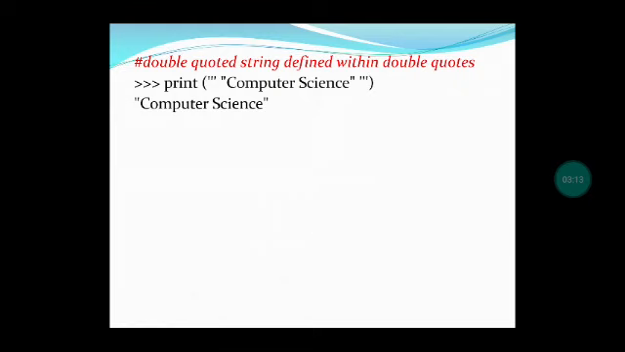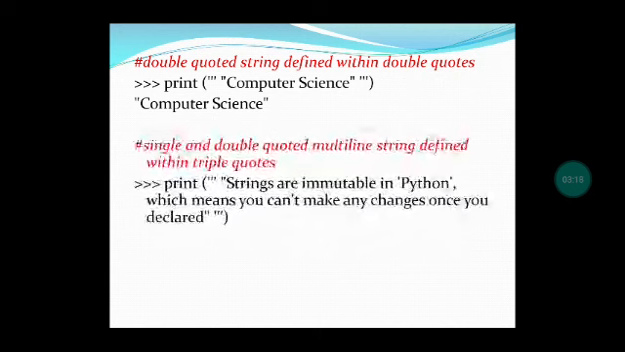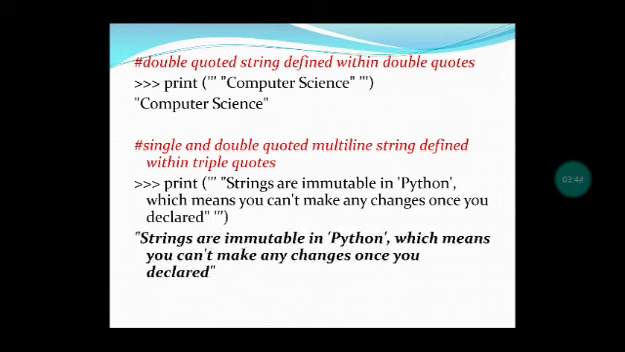Next example, it is a multi-line string. As I already said, if you are using multiple lines we can use triple quotes, and inside the triple quotes we have used single quotes. Look at that. Strings are immutable in Python. The 'Python' is in single quotes, which means you can't make any changes once you declare. So the output of this program will be: strings are immutable in Python. Single quotes are also there and double quotes are also mentioned. So we are using single quotes and double quotes in the multi-line string.